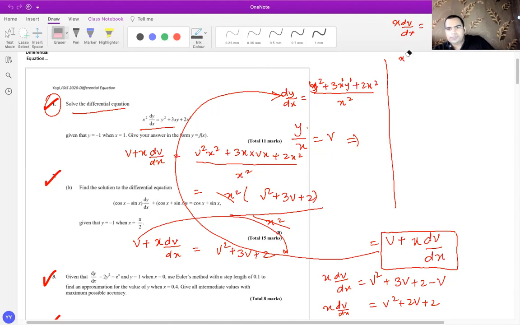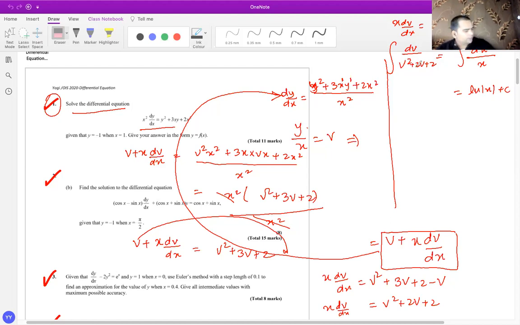And what you do is basically bring the v terms to one side, so dv over v squared plus 2v plus 2 equals dx over x. Now when you integrate both sides, the right hand side is obviously ln x plus c, and the left hand side is something that needs to be thought through well.